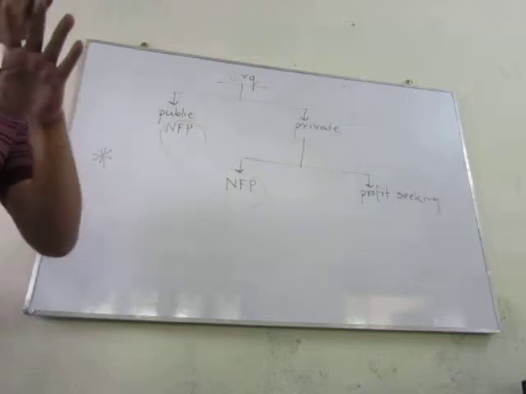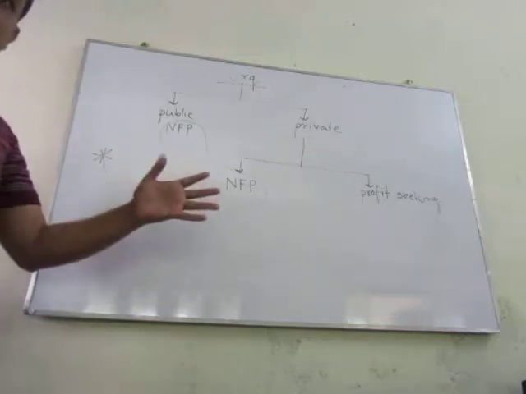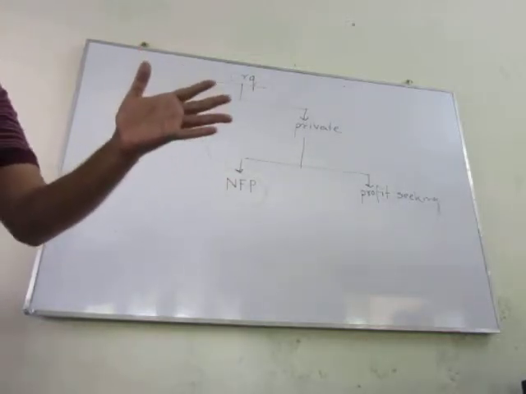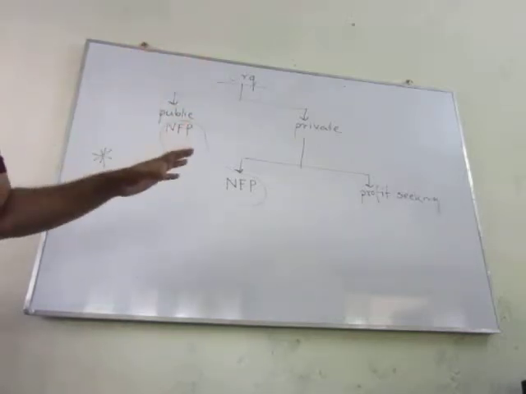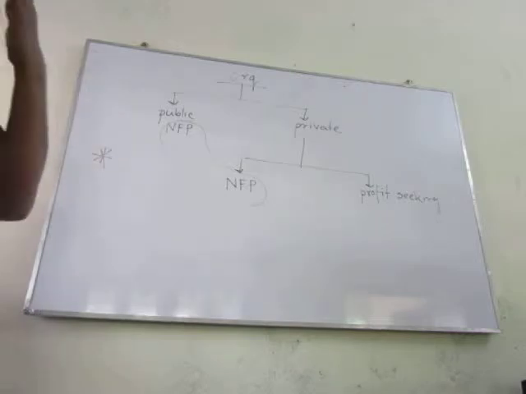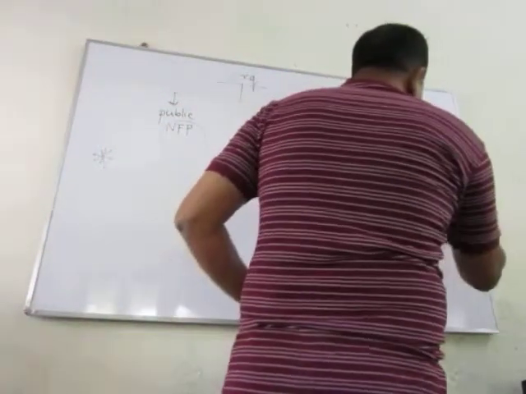And because of the financial constraint, they have to provide service in a smaller segment, not a larger segment. Clear? This is their boundaries. Okay. Then think about the profit seeking organization.